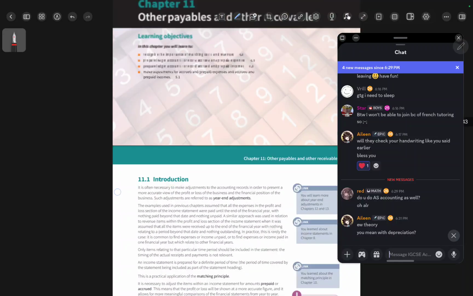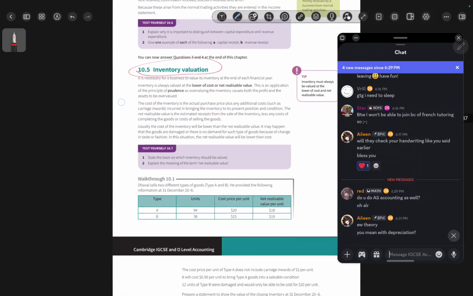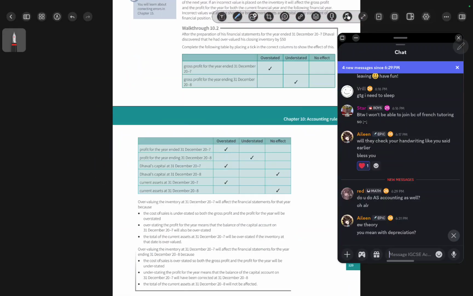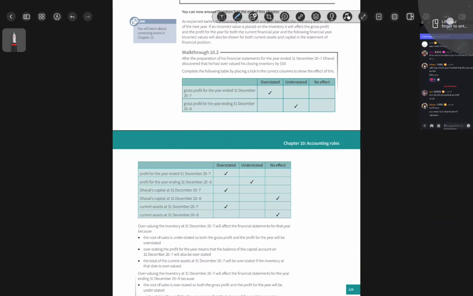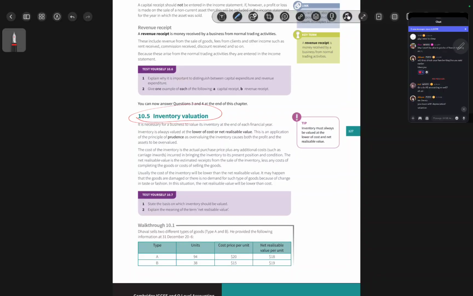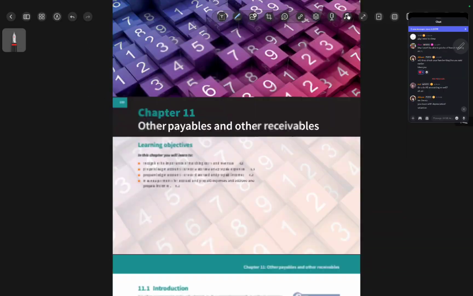What do you mean with depreciation? No, look, you can get these tables on errors, on inventory valuation, on multiple places. Depreciation is a whole different chapter. I don't get what you're trying to say.